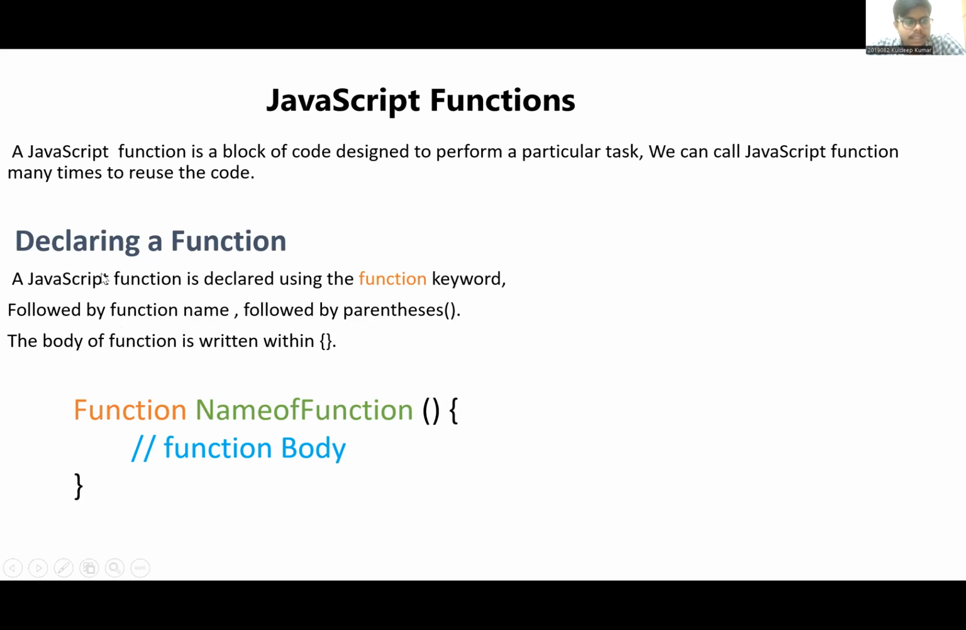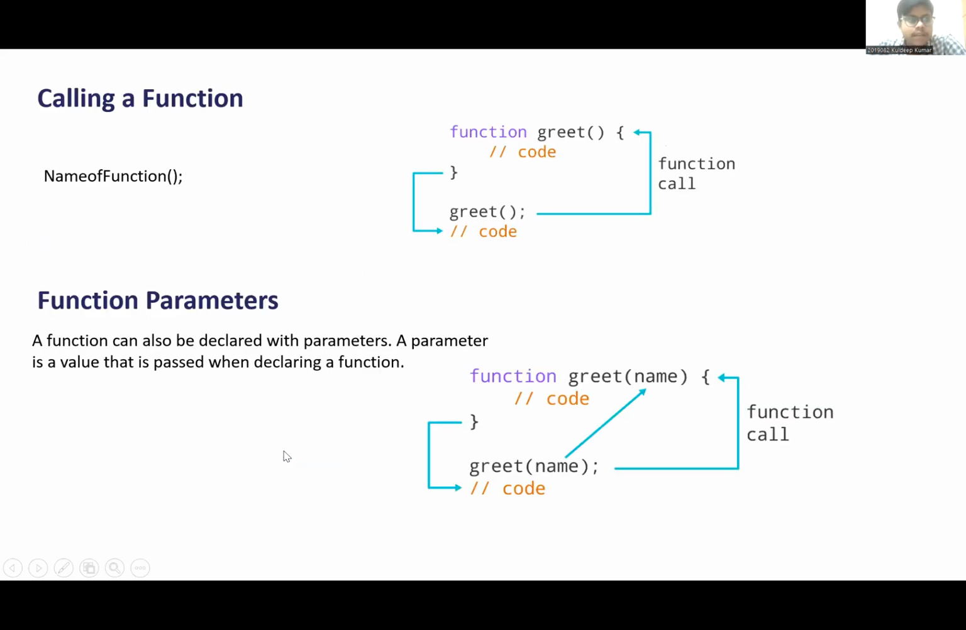This is declaring a function. For declaring a function, first we need to write the function keyword followed by the function name, then parentheses, and the body of the function is written within curly braces. For calling a function, we just have to write the name of the function and parentheses. After this, it will look up the function body where it is created. We can also pass a parameter.